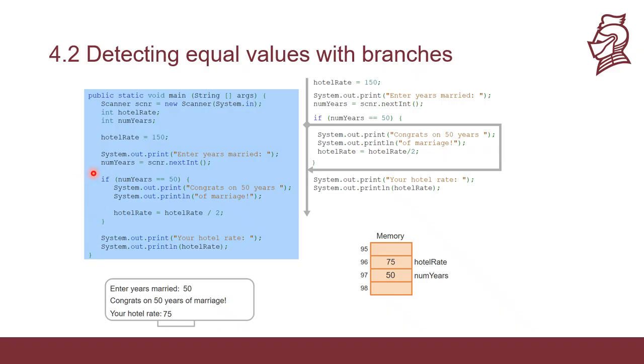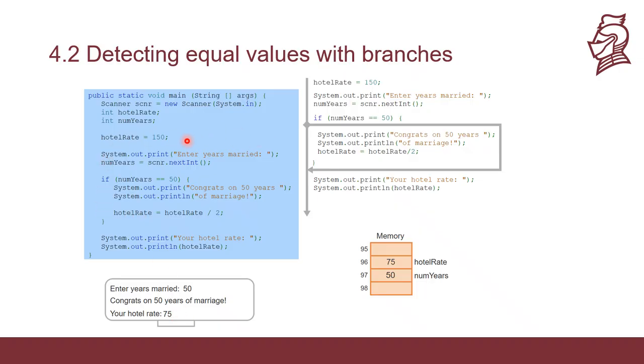Here's the if statement. If numYears is equal to 50, we're going to print congrats on 50 years of marriage. Okay. And then we set the hotel rate in half. We divide the hotel rate by 2. So hotelRate equals hotelRate divided by 2. So we give them a break on the hotel rate, and then we print out your hotel rate and the rate that the hotel room is going to be. So we print out the hotel rate, and that's the output. So you can see it here. Enter years married 50. Congrats on 50 years of marriage. Your hotel rate 75. Okay.